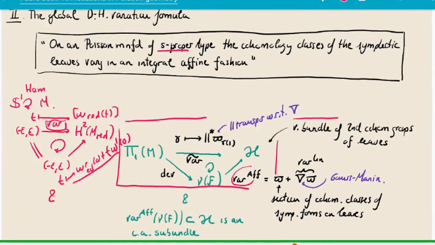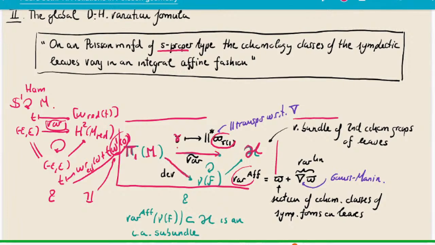And then the integral affine part would tell you that this slope is an integer. Now, if you want a global statement, what you have to do is basically work with the fundamental group or with the fundamental groupoid of your Poisson manifold, then take this bundle of second cohomology groups of the leaves and lift the variation map to the universal cover where this bundle is a product. So specifically for a given path, you would be making parallel transport with respect to the Gauss-Manin connection of the cohomology class at the value 1 to the cohomology class at the starting point of the path.